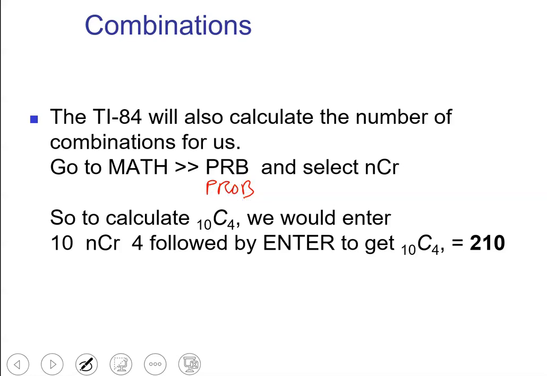Again, there can be some different operating systems for 84s depending upon the version you have. But the difference is now when I do 10C4, I'm going to do the C, the combinations, instead of the permutations. Okay, so go ahead again, grab your calculator if you don't have it, and then let's plug this in.